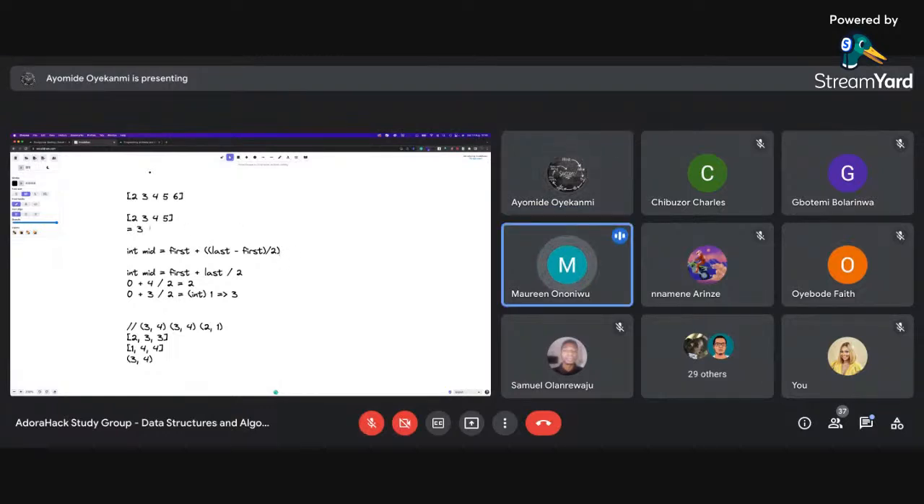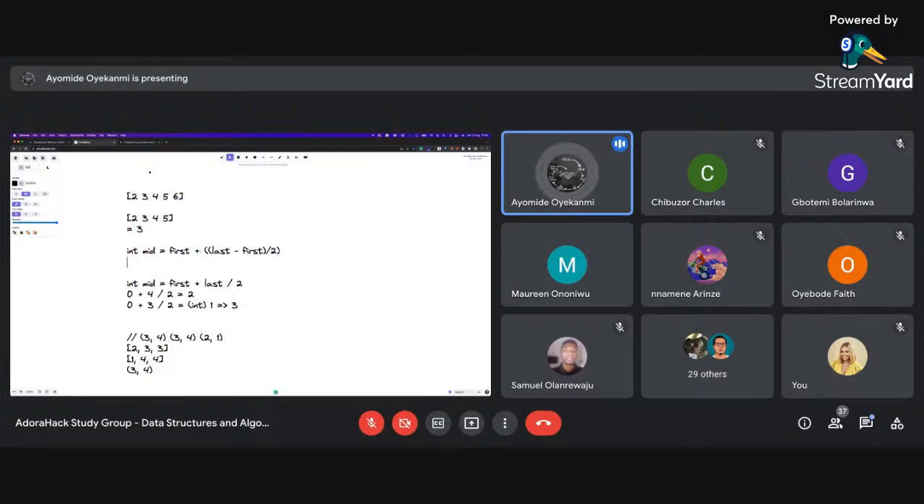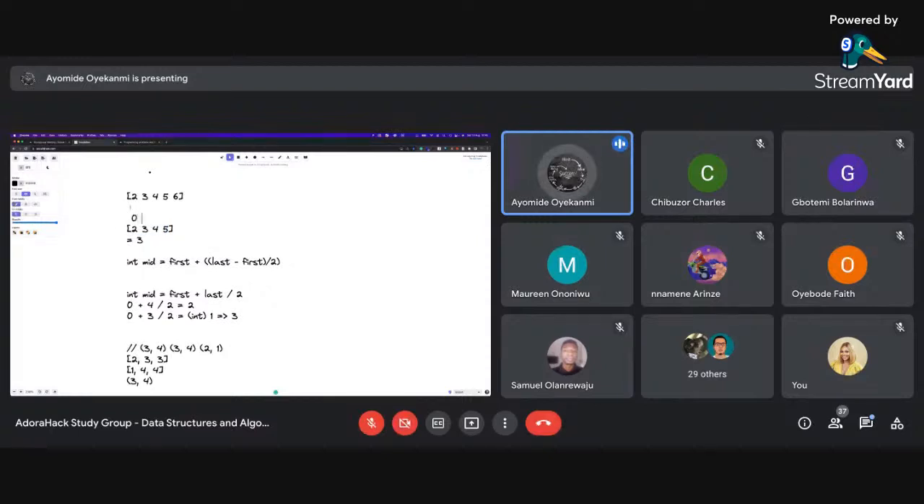But if it's still last minus first divided by 2, that's not 5 minus 2. The first and last that we're using here are not the numbers, they're the indexes. So 0, 1, 2, 3. So this is mid of an array.